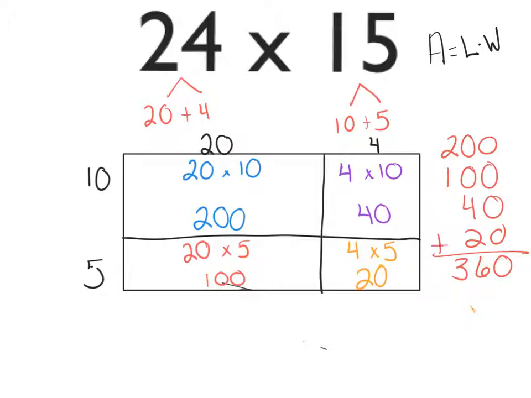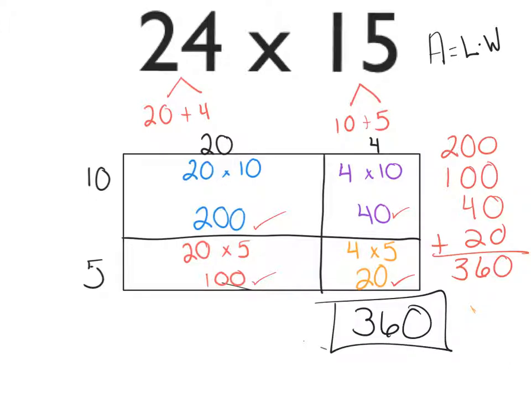360. And some of you could have done this in your head, but I wanted to show you how to add it as well. You could have went, okay, I have 200 plus 100 is 300, plus 40 is 340, plus 20 is 360. So our final answer for this problem is 360.